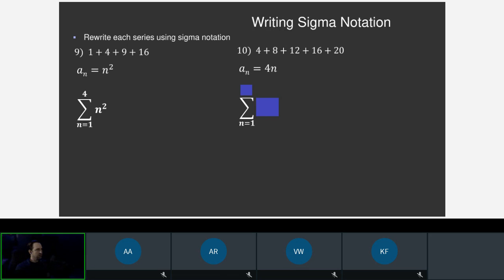So we're going from n equals 1 to what? How many terms? 5, yep. And for n.